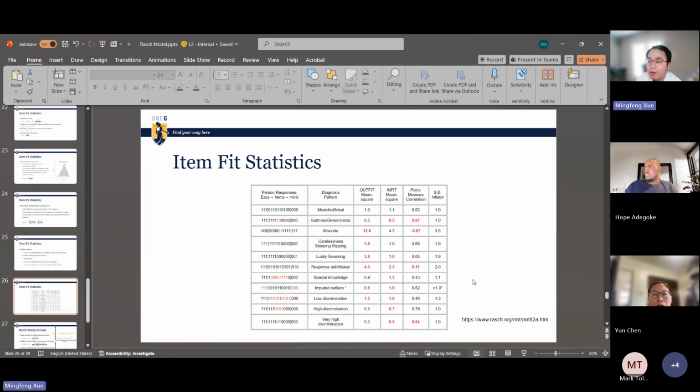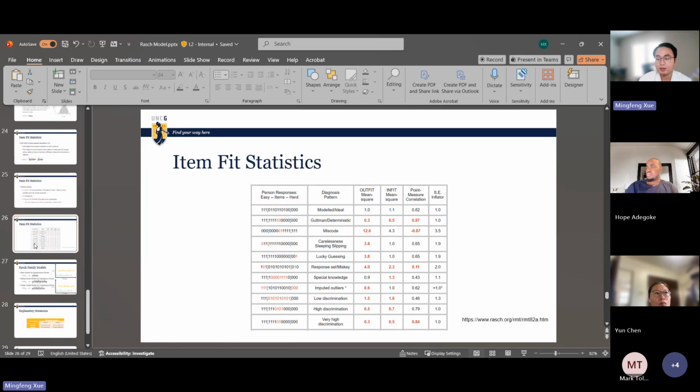If you are using 2PL or 3PL models, you can have different item fit statistics, such as root mean square deviance. However, those statistics cannot provide as much interpretation as the Rasch model. Those infit and outfit statistics in the Rasch model are more useful when you want to interpret item fitness. If you want more information about these statistics, you can go to rasch.org. This is an important website for the Rasch family of models.